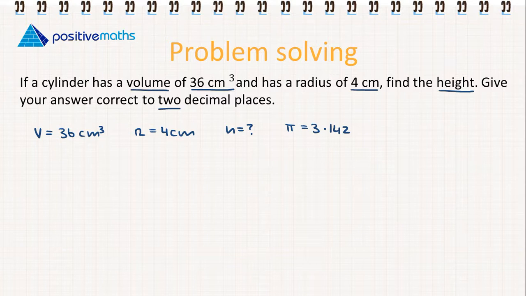So we're given the volume, so we're going to use again the formula for the volume. So the volume of a cylinder is equal to pi r squared h. Okay, so again we have the volume, we have a value for pi, we have r, so we're just looking for h. Okay, now we fill in our values.